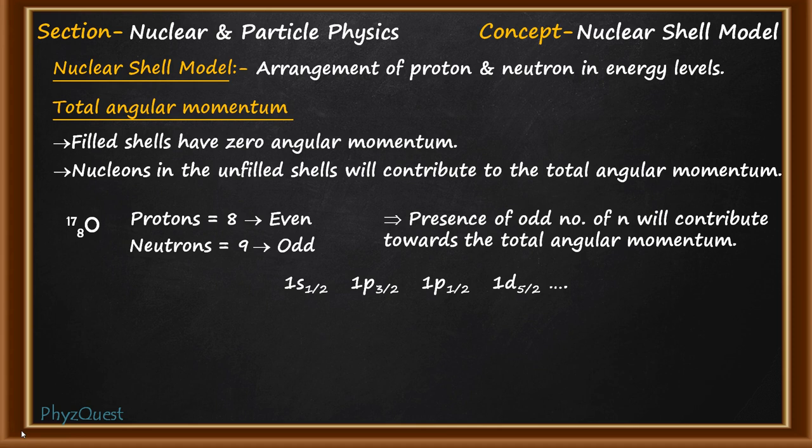Now here, 1s1/2 can occupy 2 nucleons. 1p3/2 can occupy a maximum of 4 nucleons. Similarly, 1p1/2 can occupy 2 nucleons, and 1d5/2 can occupy 6 nucleons, and so on. So here, let's check that.